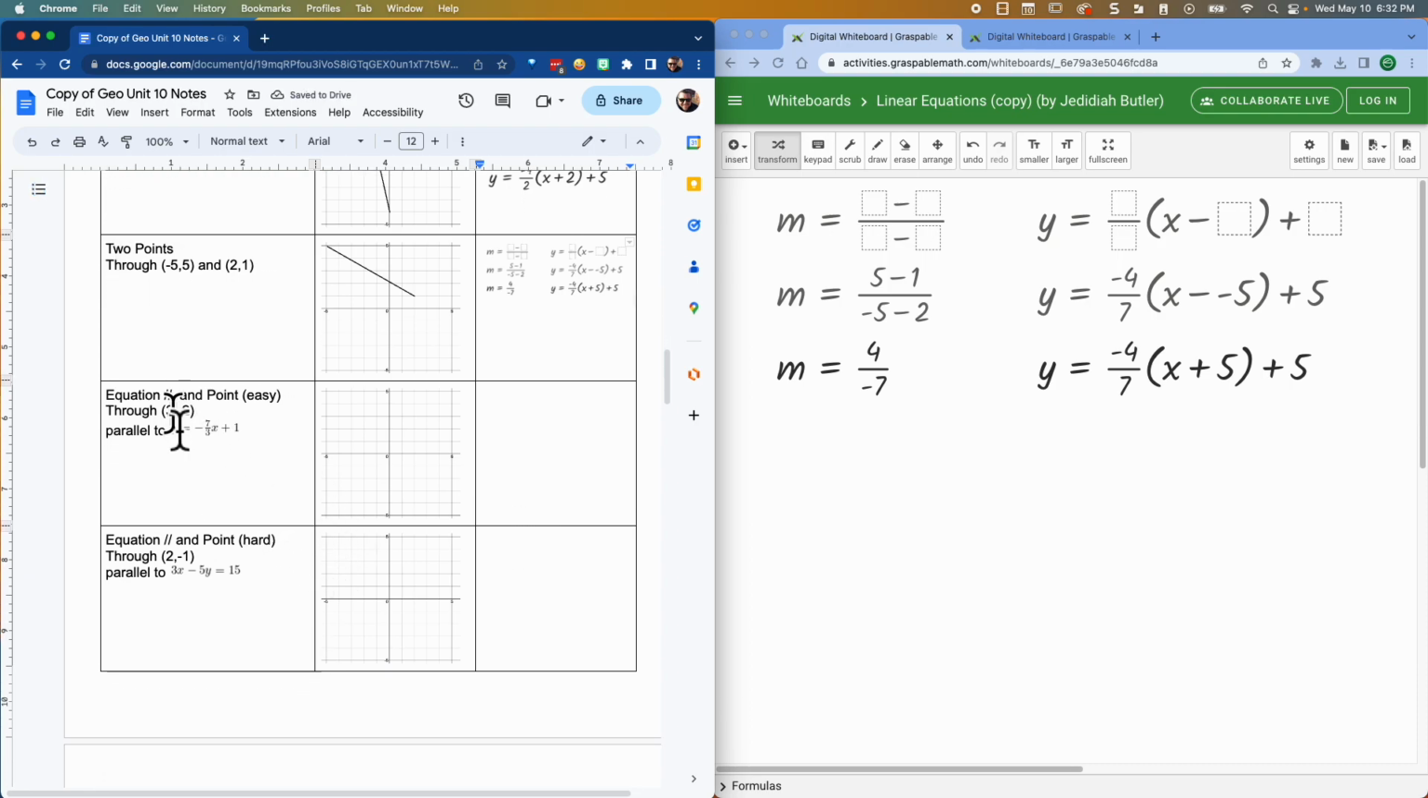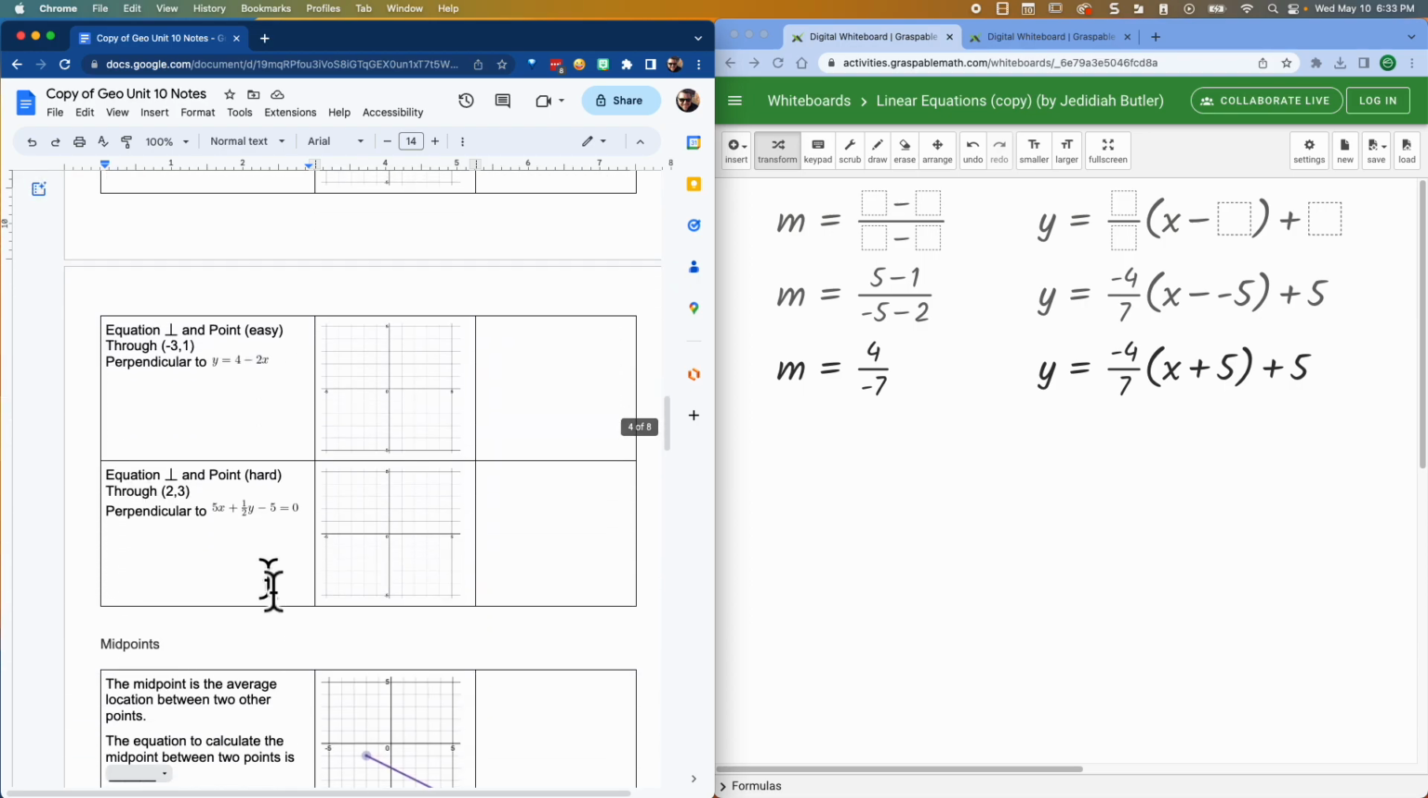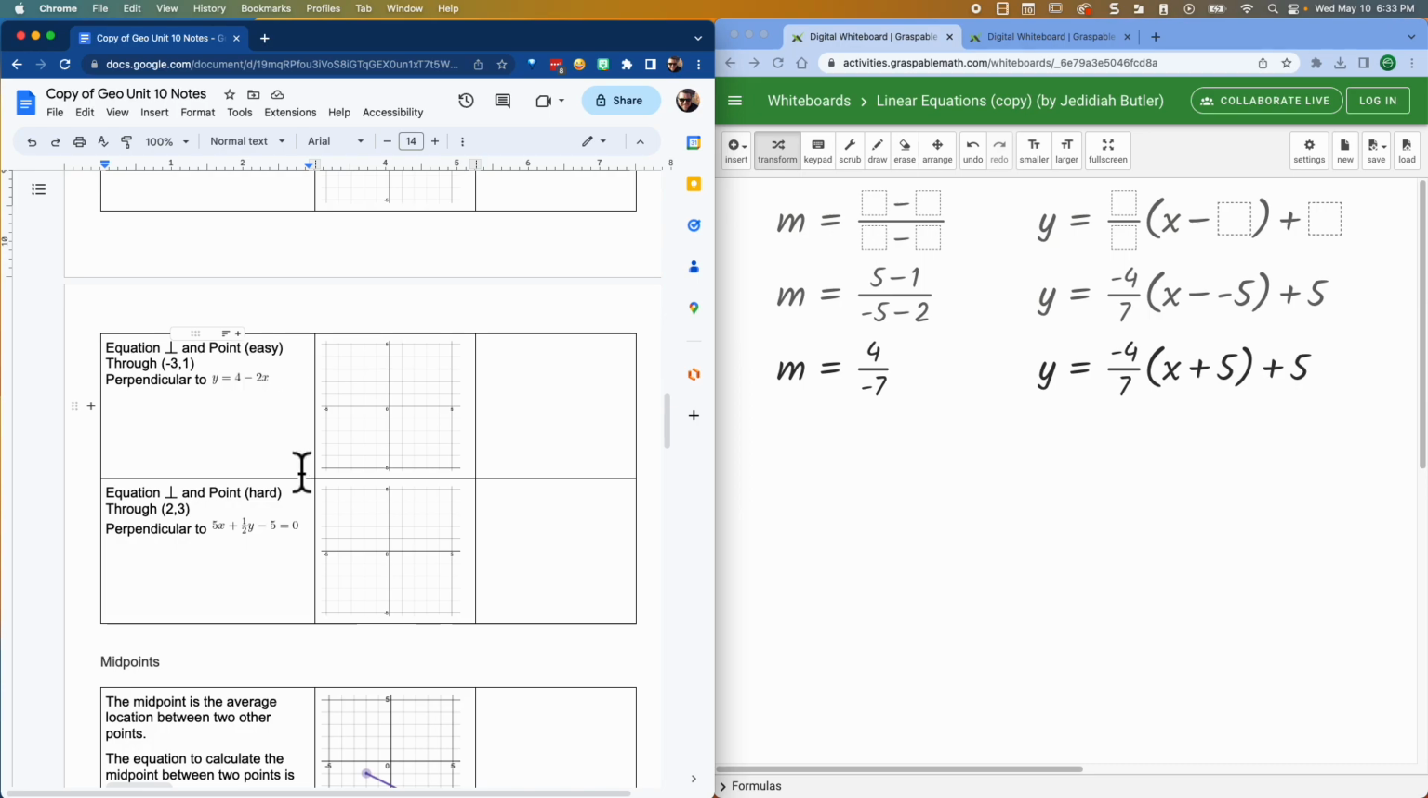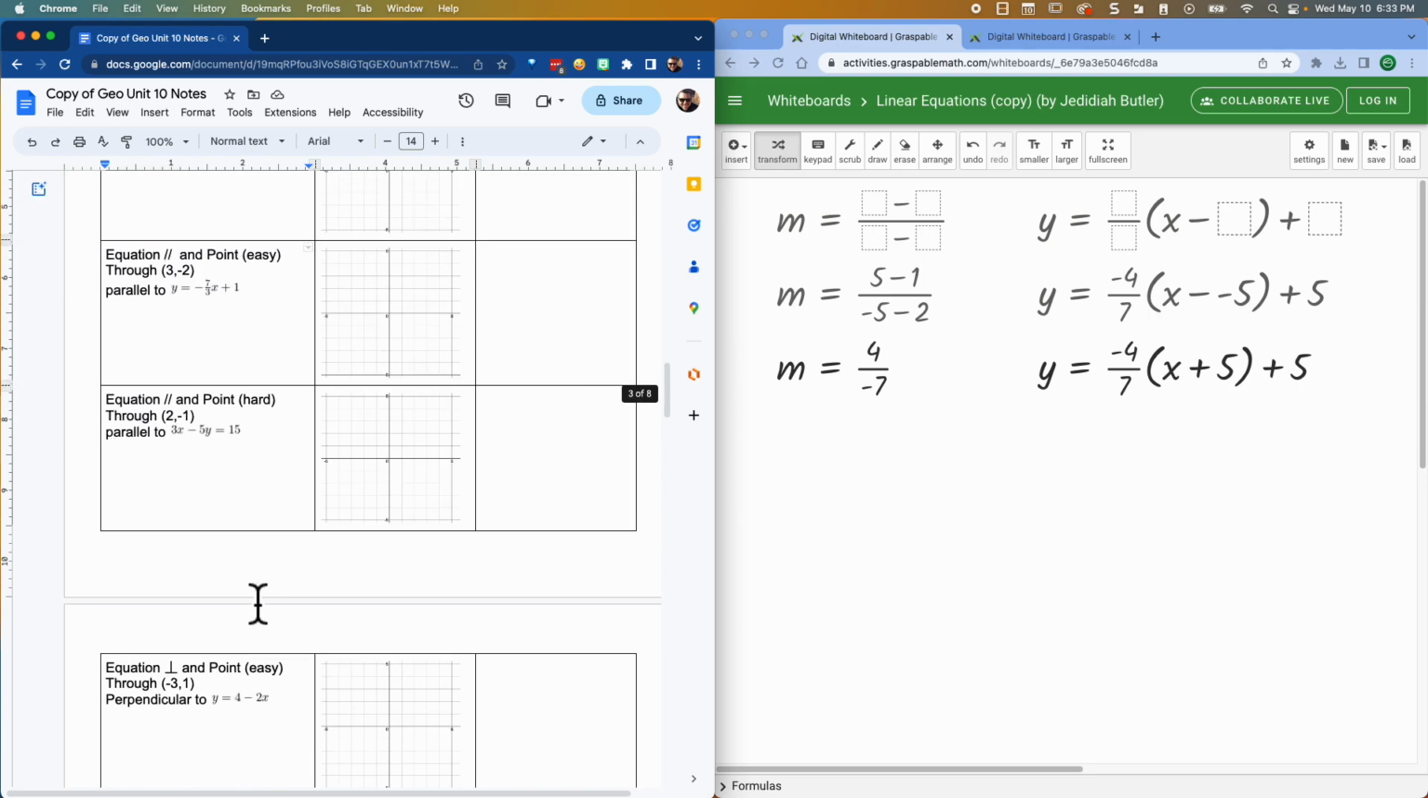Now let's start to step up our game. These symbols here mean parallel. So we're going to say an equation that's parallel and a point. But this is a little bit easier, and then we'll get into an equation perpendicular and a point, easy and hard.